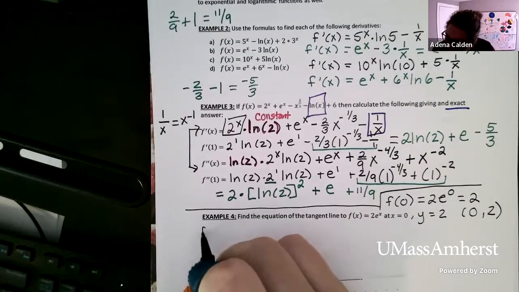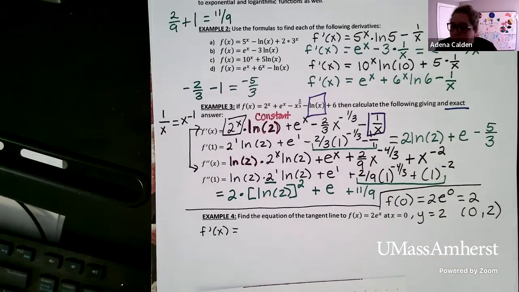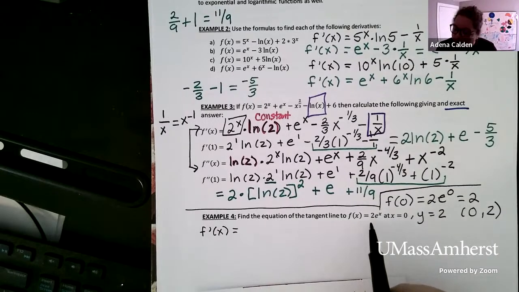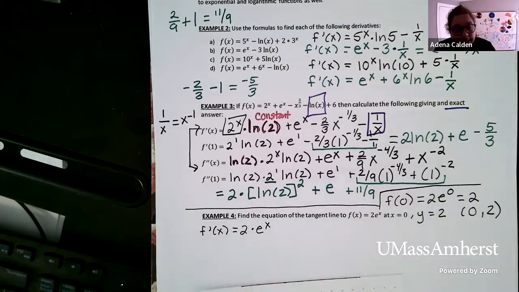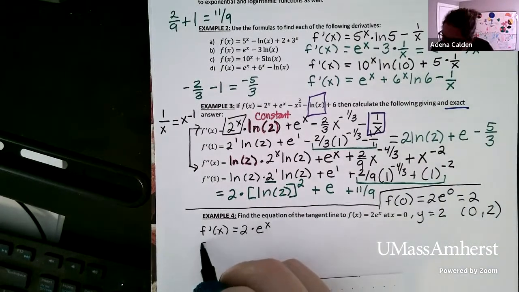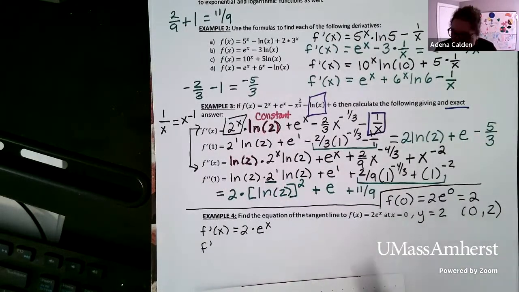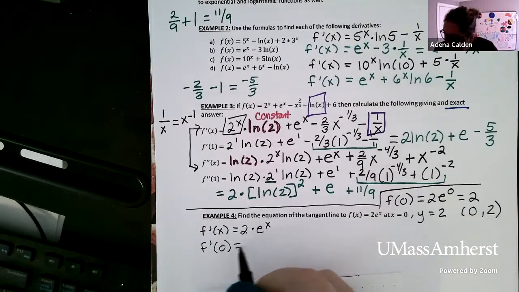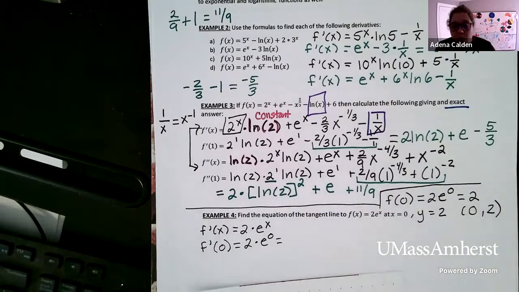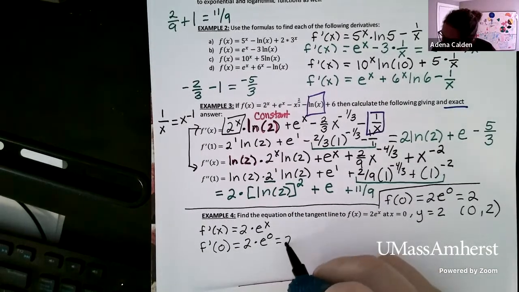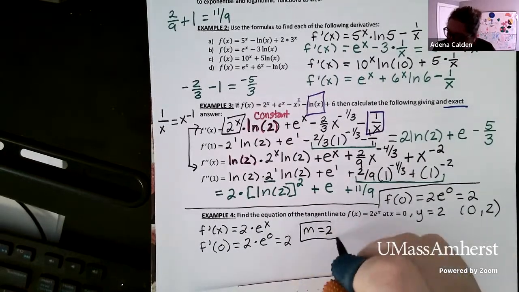Now I also need the slope. And so I start by finding the general derivative. So the derivative of 2 times e to the x. 2 is a constant multiple. The derivative of e to the x is e to the x. Once I have my general derivative, I'm going to go ahead and plug in the x value that I'm interested in finding the rate of change. So I plug in my 0. So I have 2 times e to the 0. e to the 0 is 1. 2 times 1 is 2. So that means I have a slope of 2 here.